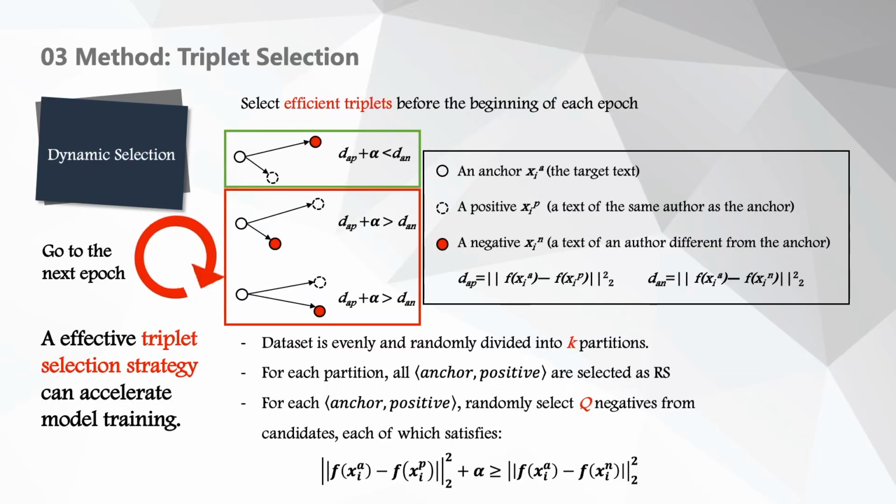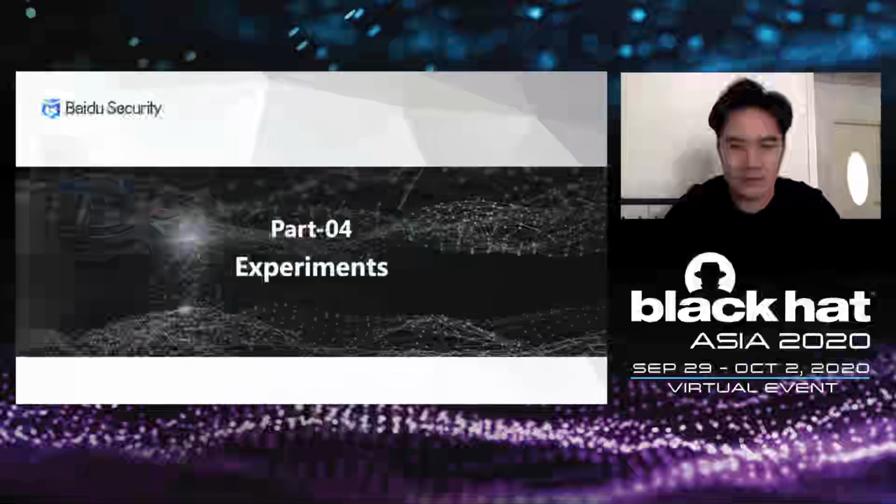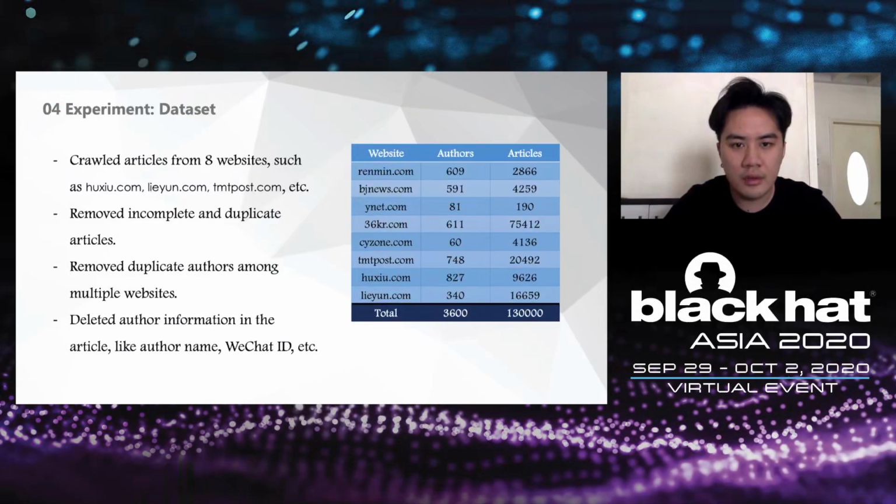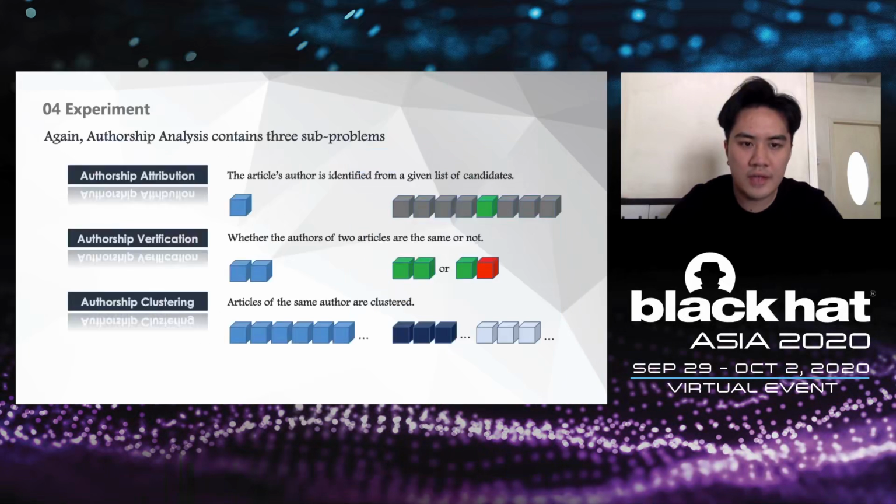The fourth part is our experiment, which includes our experiment procedures and results. Firstly, we crawled articles from 8 websites. Then, we organize and clean the raw data, filtering out unwanted information, like incomplete or duplicate articles and author info. Our dataset includes about 130,000 articles from 3,600 authors. We performed comparison experiments on those three major tasks in authorship analysis, as mentioned before.